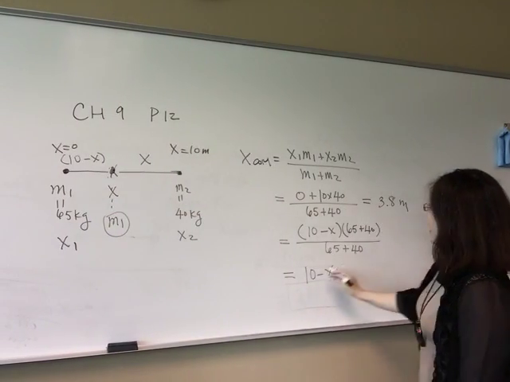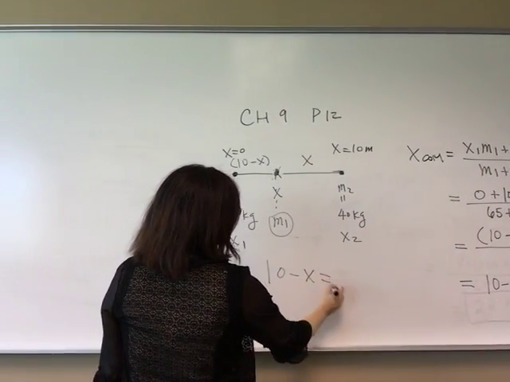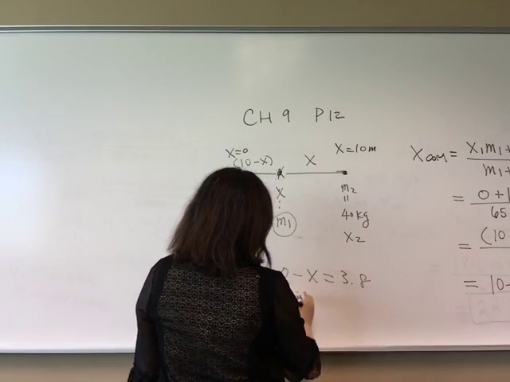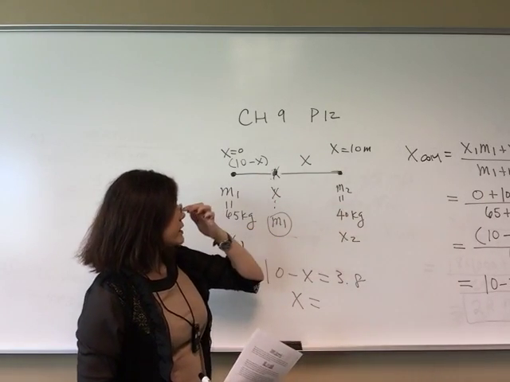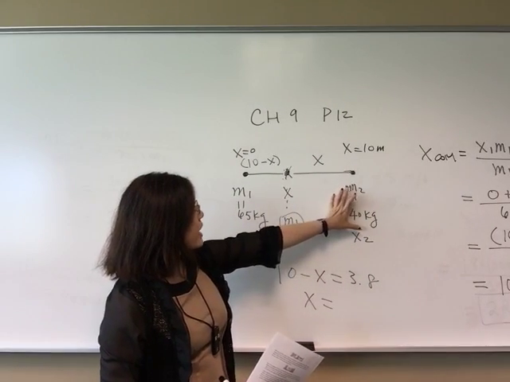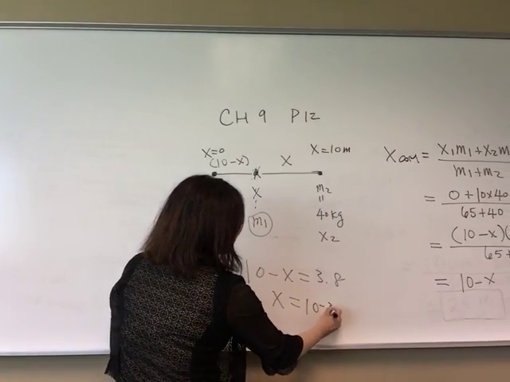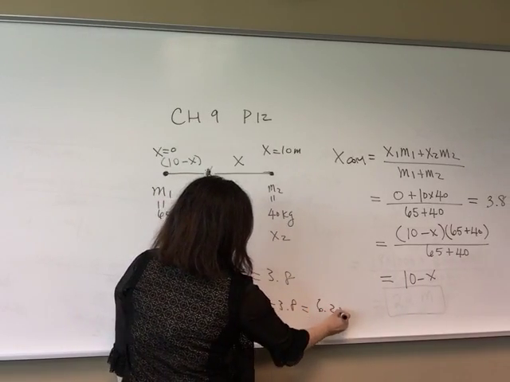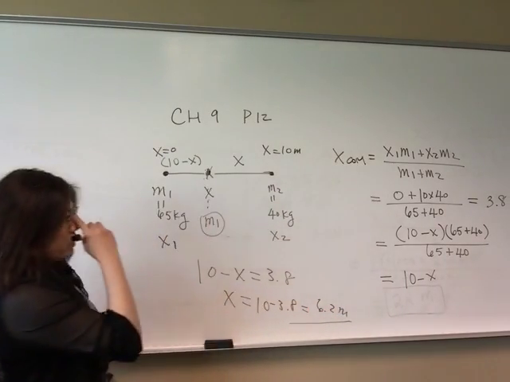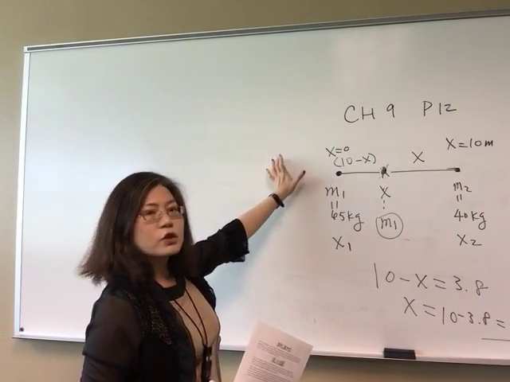So this position is 3.8. So once you have 10 minus x, that's equal to 3.8. In other words, how far does the second scalar have to move? It has to move 10 minus 3.8, which is 6.2 meters. Okay.